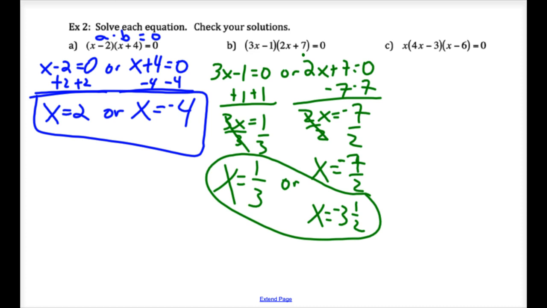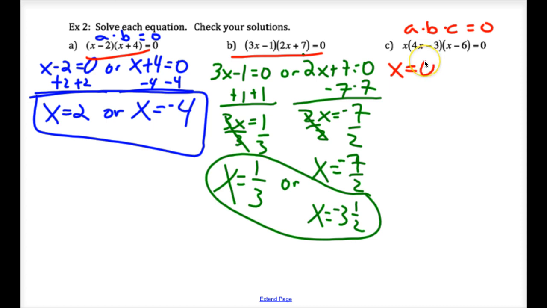All right, last one. In the first two, there were only two things being multiplied that made 0: a binomial times a binomial. How many things are getting multiplied together on part C? 3. There are 3 solutions here. It's like A times B times C equals 0, which means any of them could equal 0.